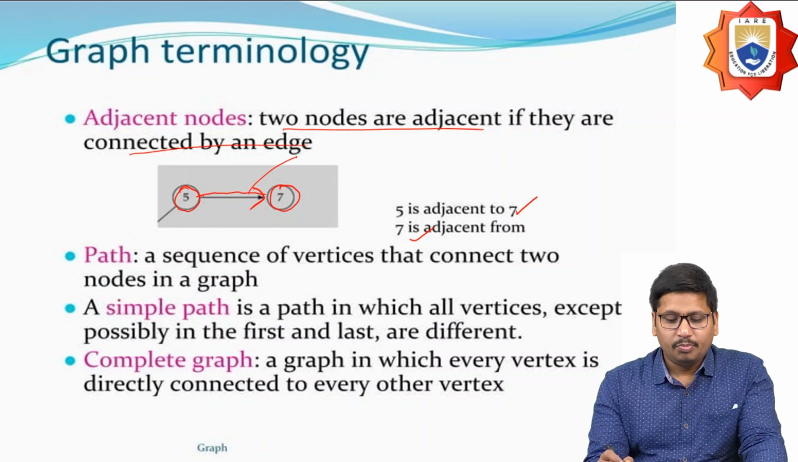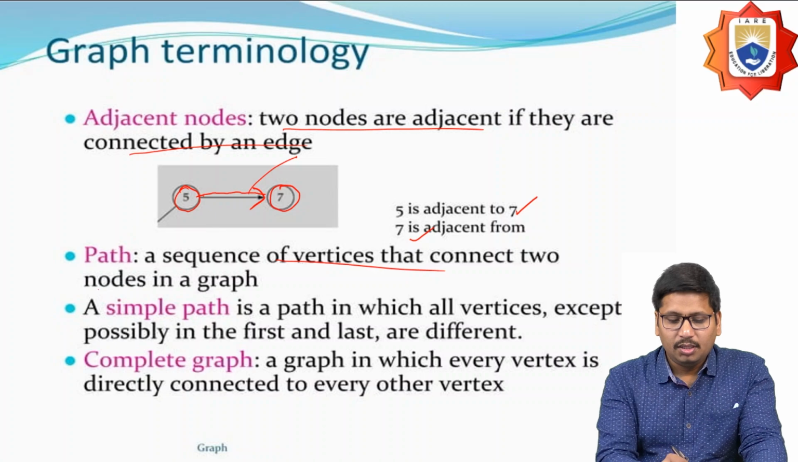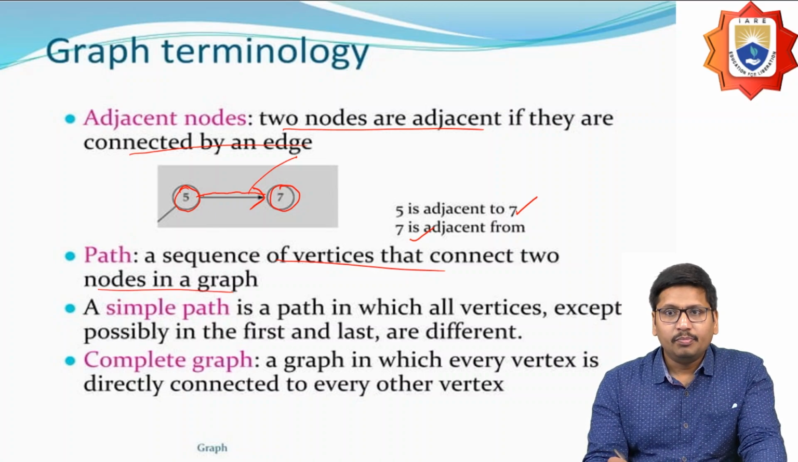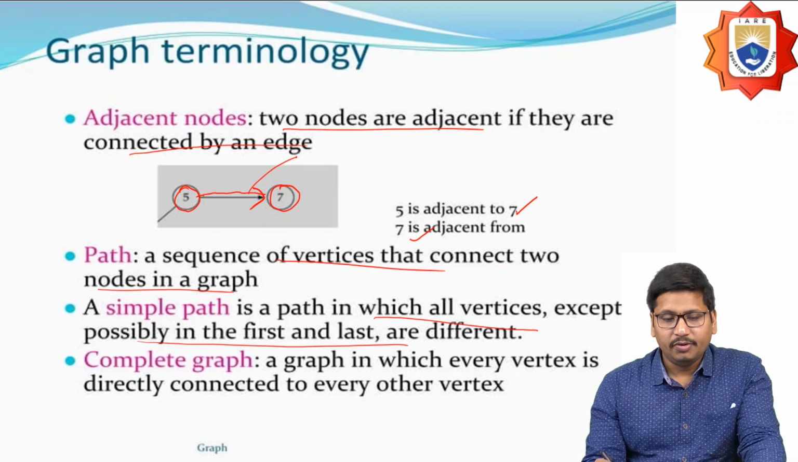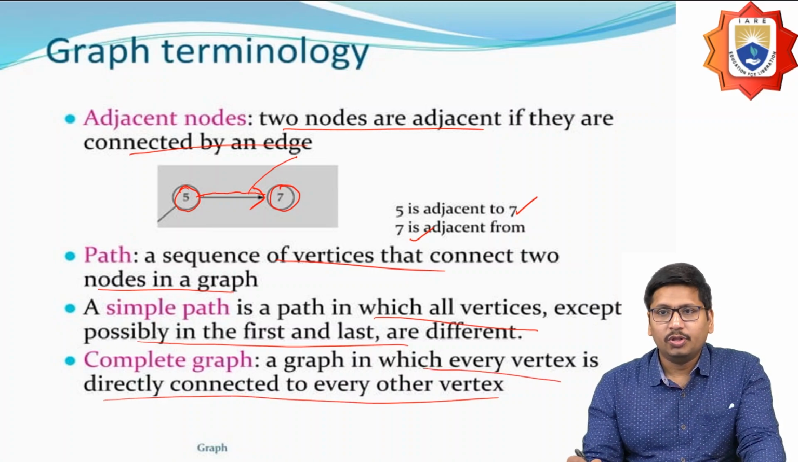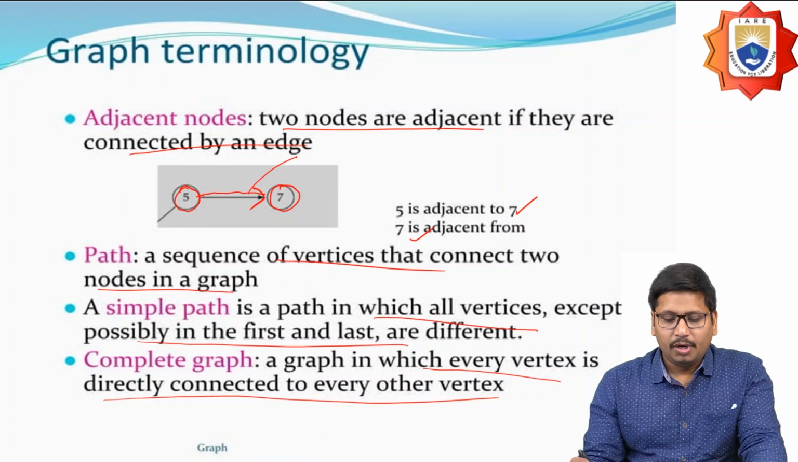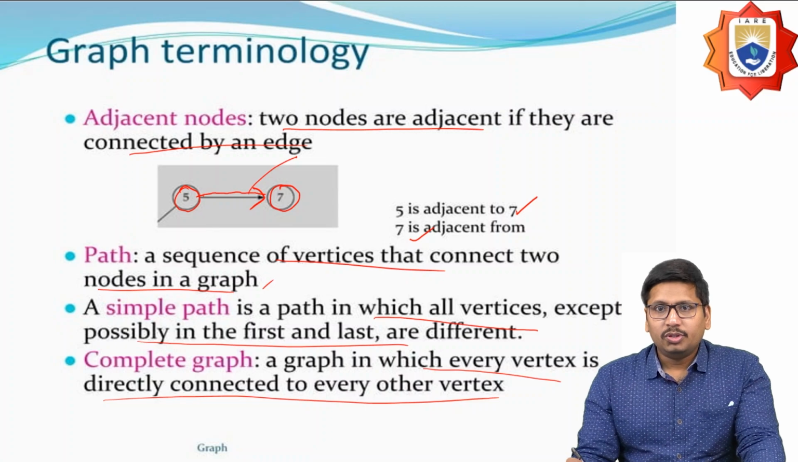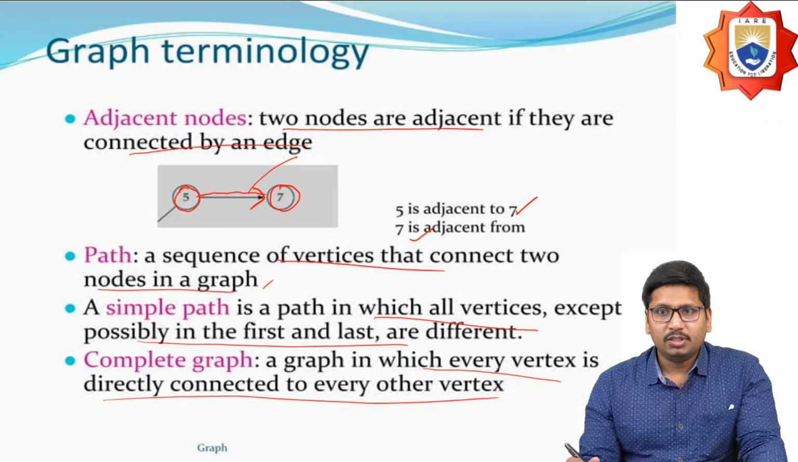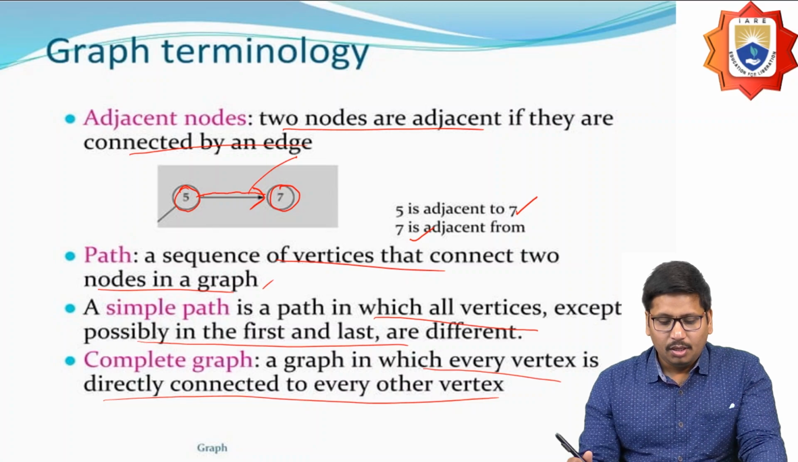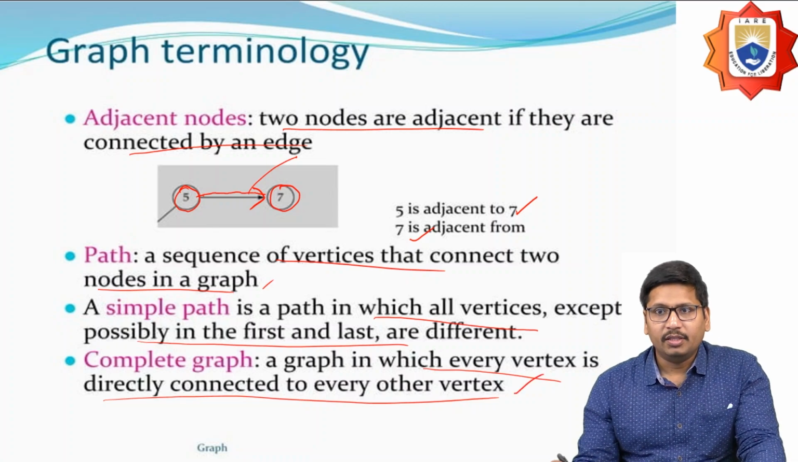The next one is a path. A path is nothing but a sequence of vertices that connect two nodes in the graph. A simple path is a path in which all the vertices, except possibly the first and last, should be different. And a complete graph is a graph in which every vertex is directly connected to every other vertex.